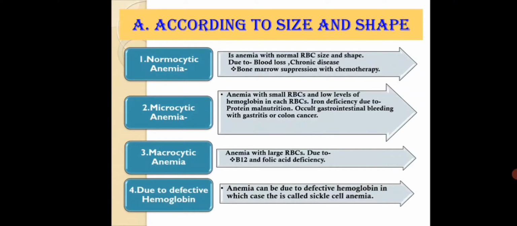So first we will see according to size and shape what are the types or classification of anemia. The first one is normocytic anemia. Normocytic means there is a normal RBC size and shape. There will be normal shape and size of red blood cells, but it will be because of blood loss, chronic diseases like blood disorders such as leukemia, thalassemia, and blood loss. There may be bone marrow suppression with chemotherapy. When the patient is on chemotherapy, chemo drugs, the patient may have a depressed function of the bone marrow, with depressed formation of RBC. Second one is microcytic.